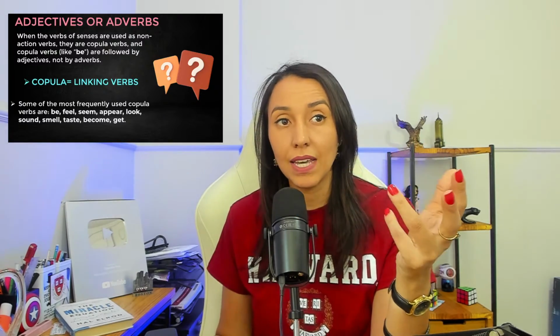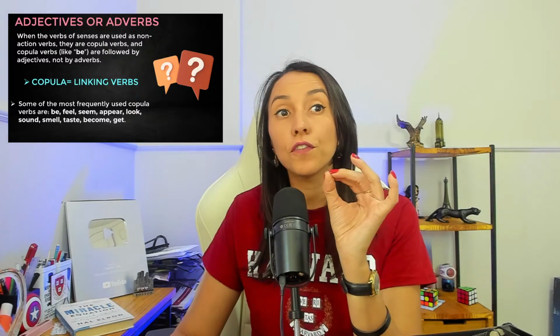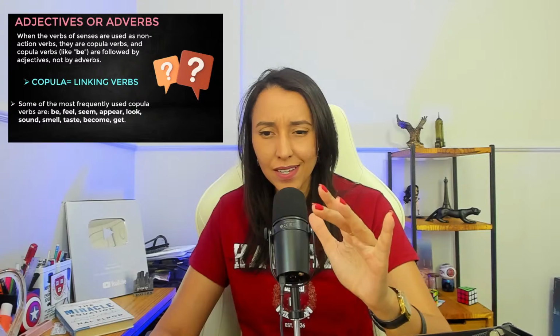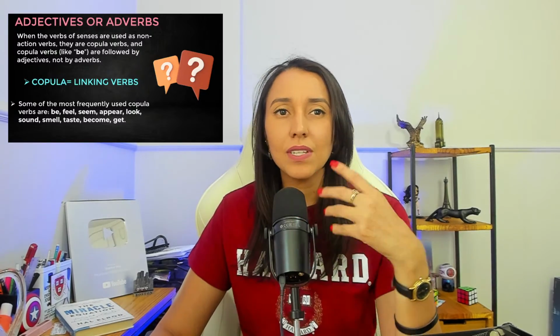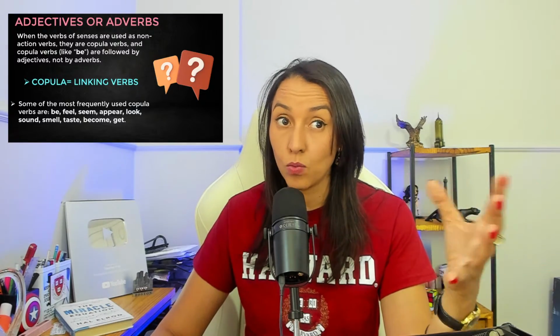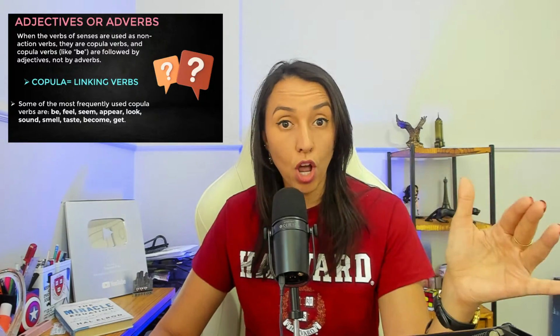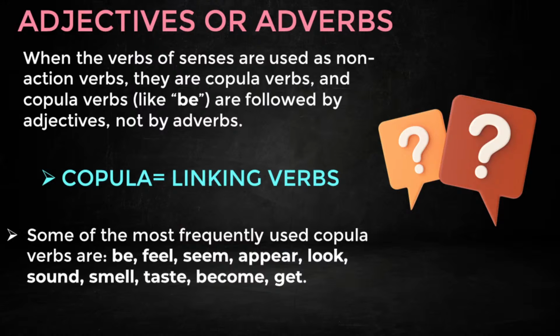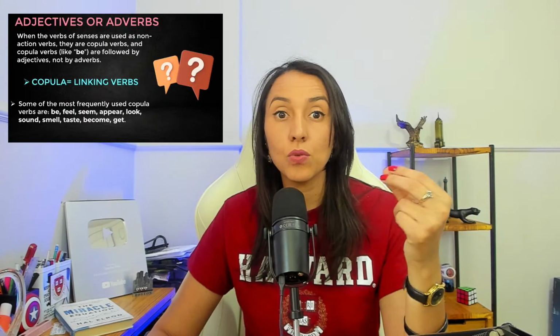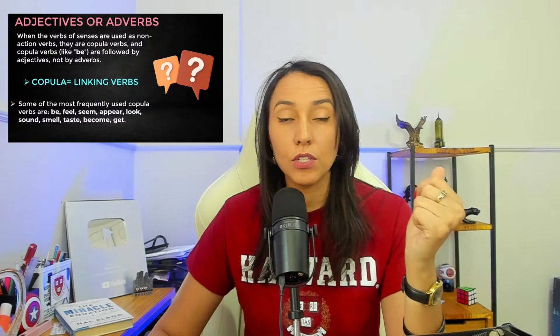So in most cases, these verbs are frequently used. There are exceptions. Always keep that in mind. You will hear verb to be plus adverbs. You just have to pay attention. Is it working as a copular verb or not? And this happens to the senses. Some of the most frequently used copular verbs are be, feel, seem, appear, look, sound, smell, taste, become, get. Okay? So you have to pay attention to the structure, to the complement.